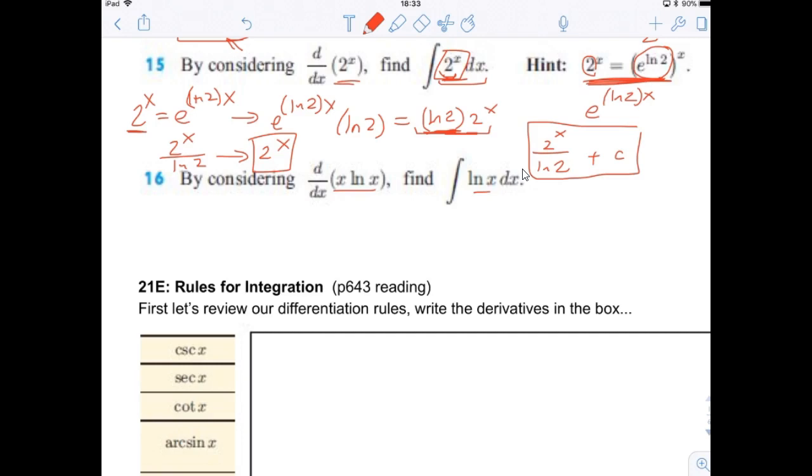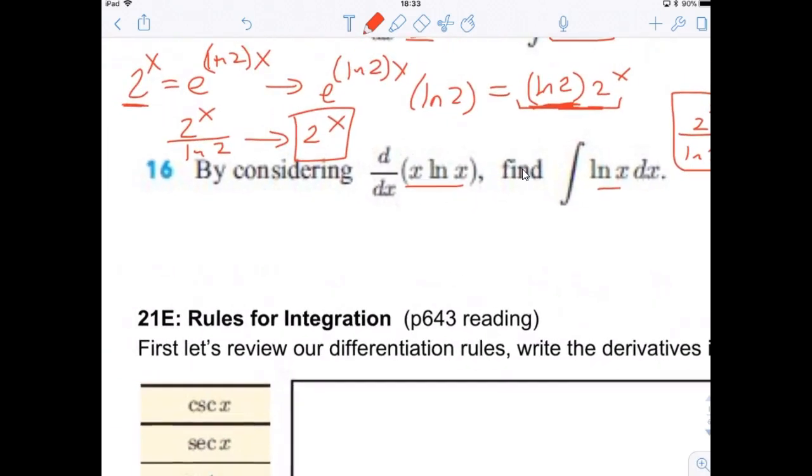Okay, number 16. By considering the derivative of x natural log of x, find the integral of natural log of x. Okay, so when I look at this, I think we've got to do product rule, right? So the derivative of x natural log of x would be x times 1 over x. Chain rule of x here would just be 1, so nothing. And then we take the derivative of x, and that would be 1, and then we multiply it times natural log of x. And this simplifies, obviously, to 1 plus natural log of x.